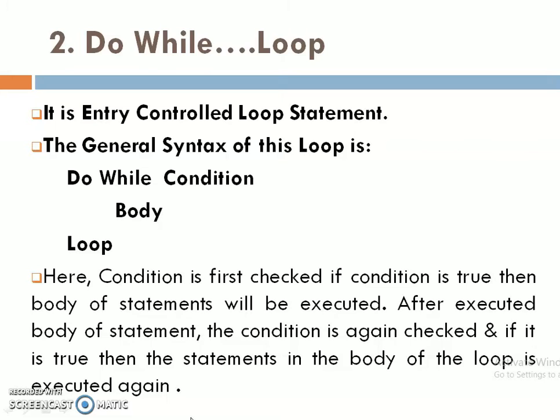Here the condition is checked first. If the condition is true, then the body of the statement will be executed. After the body of the statement is executed, the condition is checked again, and if it is true, then the statements in the body of the loop are executed again. This process of repeated execution of the body continues until the condition becomes false.